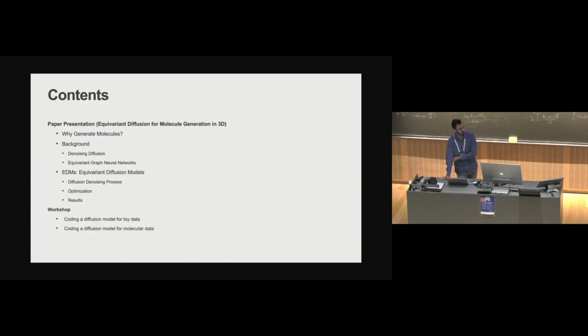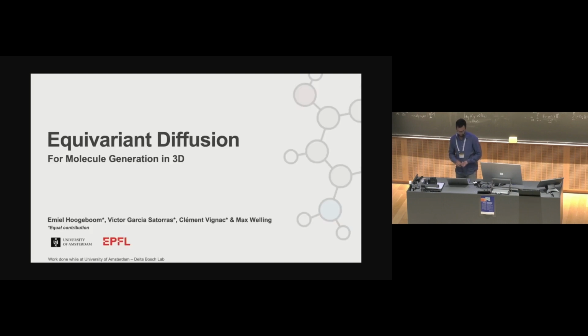And this session is divided in two main parts. First is a quick paper presentation on equivariant diffusion for molecule generation in 3D. It's basically a diffusion model to generate molecules. And the second part, the longest one, is going to be the workshop, where we will learn how to code this diffusion model for an easy toy example and also for molecular data. So yes, let's start with the paper presentation.